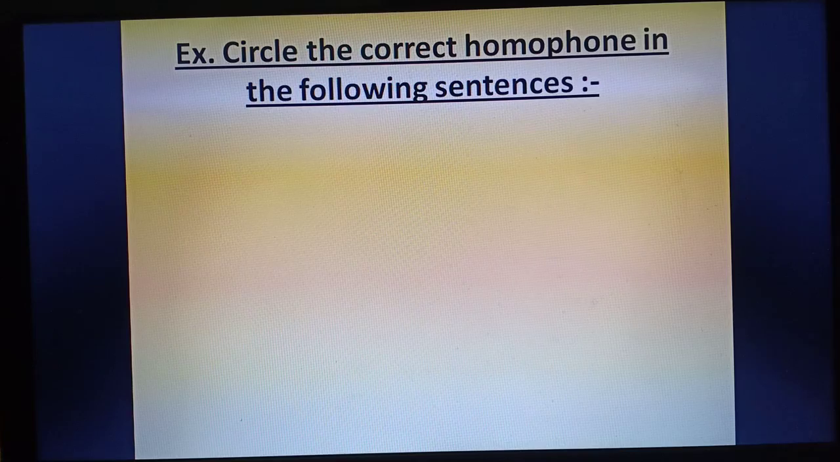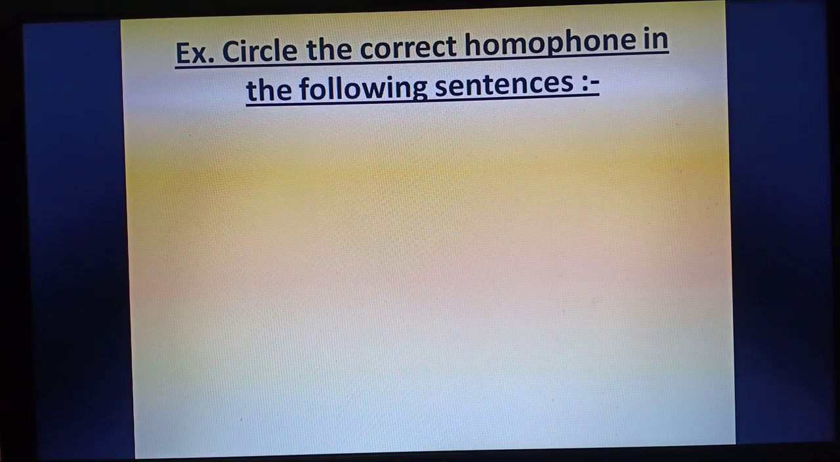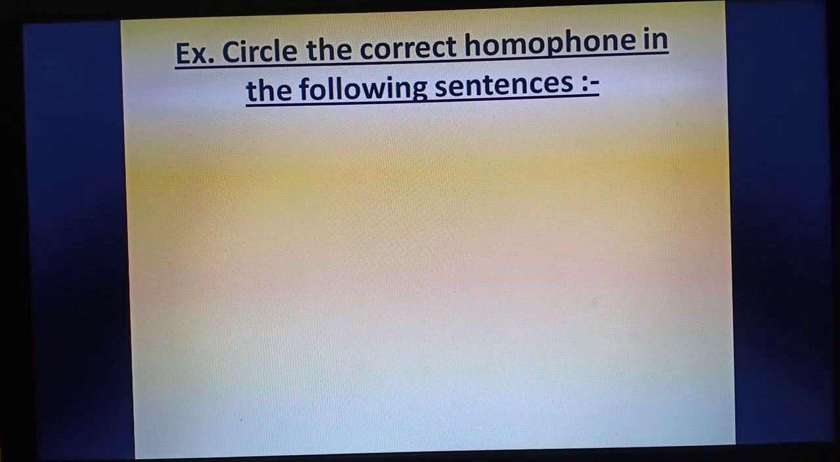Now we'll move on to some exercises related to homophones. Children, I gave you only 15 homophones. There are many more homophones besides these 15, so you can go through all of them.